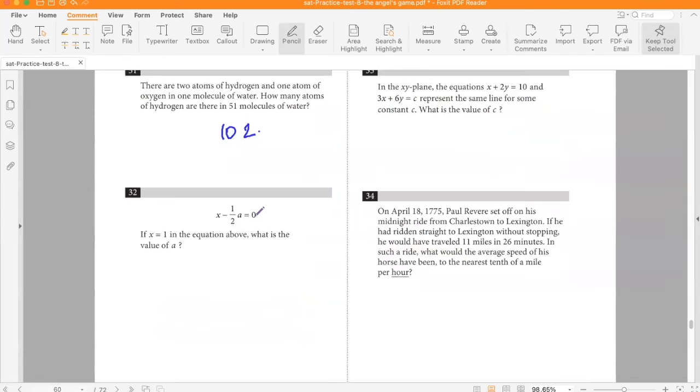If x equal to 1 in the equation above, what is the value of A? So 1 minus 1 by 2, A is 0. So 1 by 2, A is 1. So A is 2.